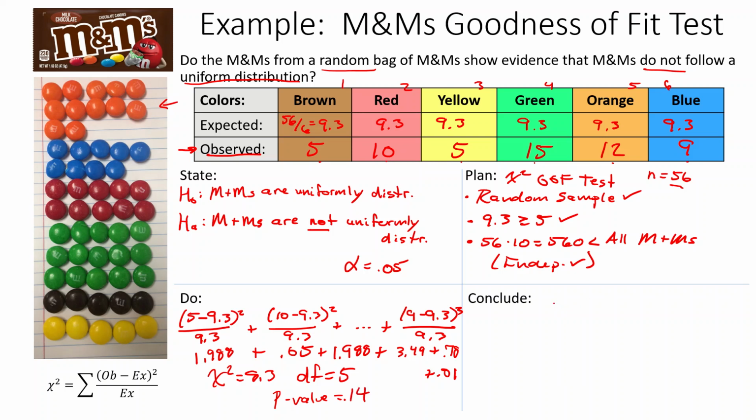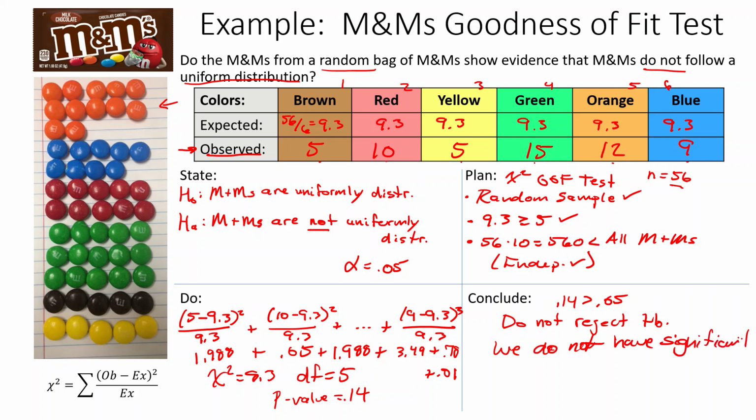0.14. So our conclusion is, well, 0.14 is greater than 0.05, so we do not reject our H0. We do not reject the null hypothesis. We do not have significant evidence that M&Ms are, and we're doing for our alternative here, not uniformly distributed.